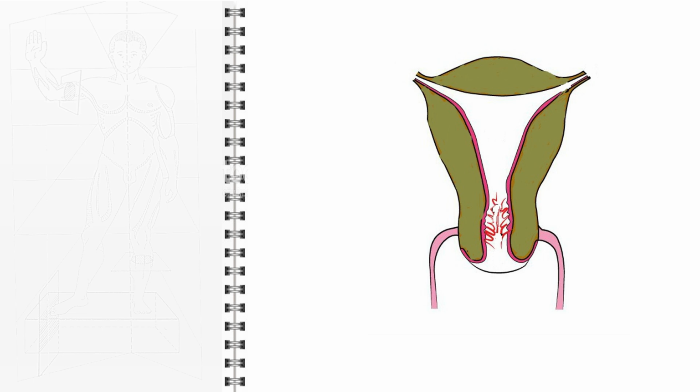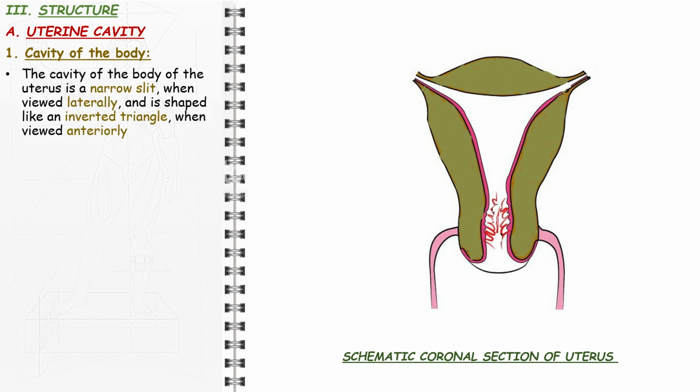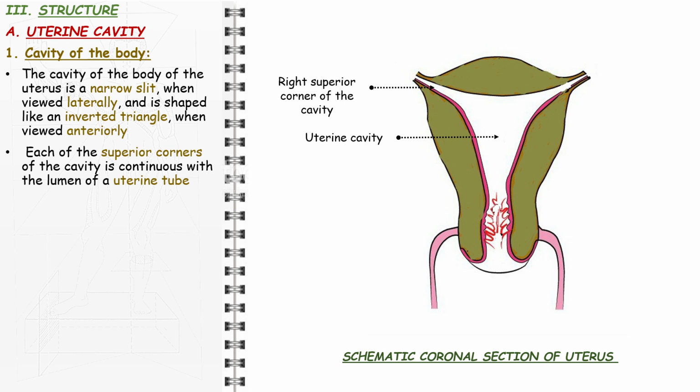Taking a deeper look, as the uterus is a hollow organ, it has a wall and a virtual cavity. The cavity of the body of the uterus is a narrow slit, when viewed laterally, and is shaped like an inverted triangle, when viewed anteriorly. Each of the superior corners of the cavity is continuous with the lumen of a uterine tube through the uterine os of the tube. The inferior corner is continuous with the central canal of the cervix.